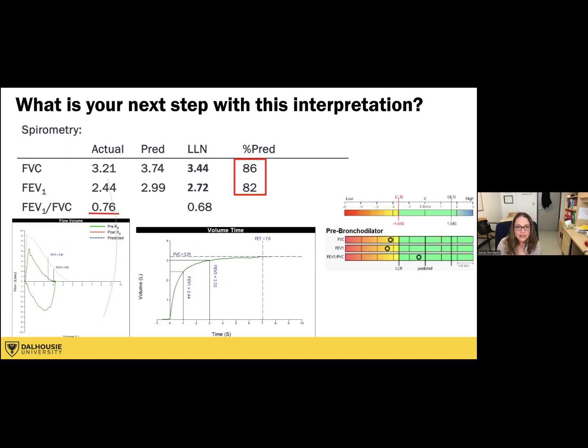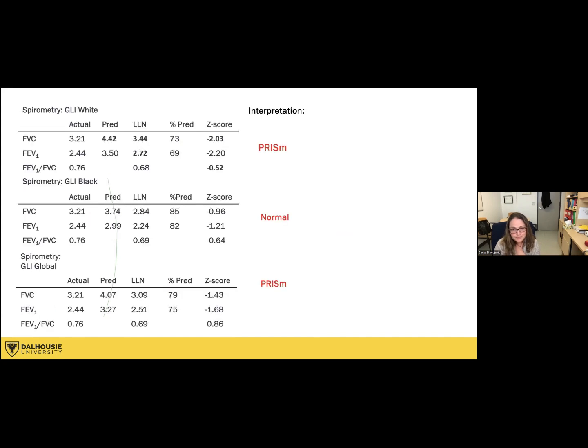And so looking at the result now, they still don't have airflow obstruction using the FEV1 FVC ratio. And we see that now they've actually improved such that they are no longer below the lower limit of normal. And we would have identified this individual as normal.